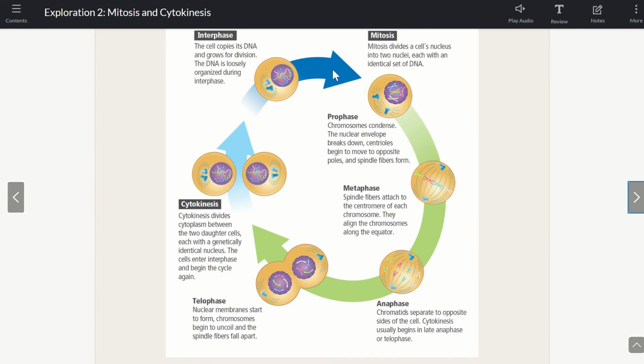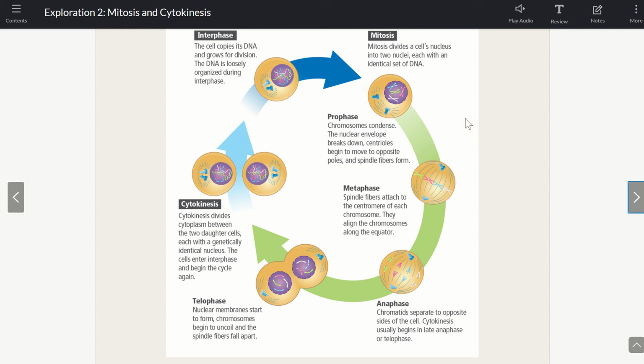Like we said, in the cell cycle, there are three main parts: interphase, mitosis, and cytokinesis. Today, we're going to focus on these four aspects of mitosis and then the final act of cytokinesis. So first of all, we have the prophase. The prophase is the first time that we start to see those condensed chromosomes take shape.